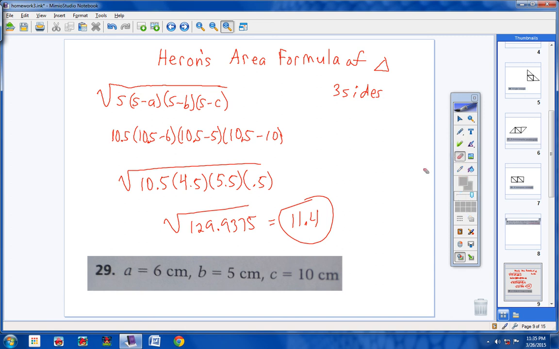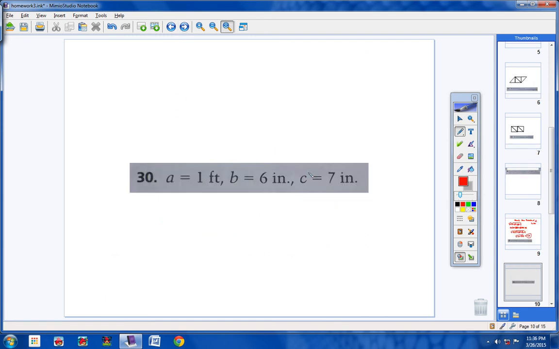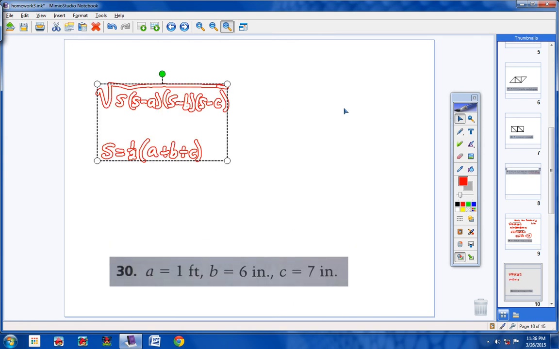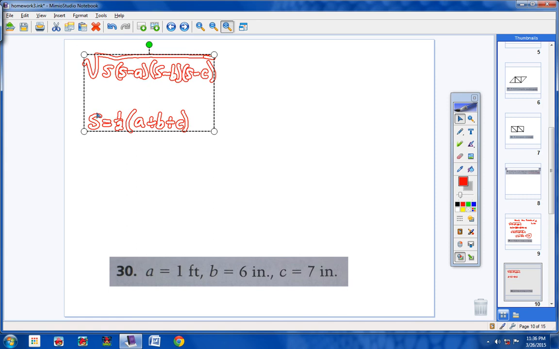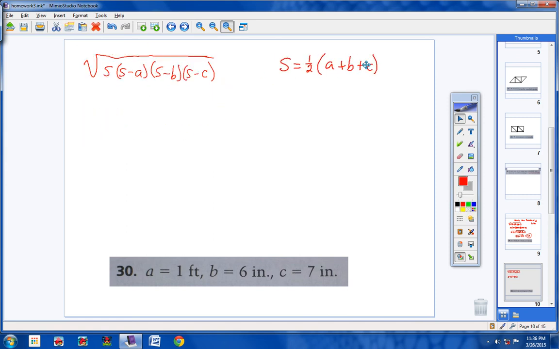It can be really helpful when you don't know the area, okay? Let's try a couple more of these very quickly. Alright, number 30, same thing. So we'll do this pretty quickly here. First of all, let's solve for S first. So S would be 1/2 times 1 plus 6 plus 7. Actually, it's feet, inches. So 1 foot would be 12 inches. Alright, so it's 12 plus 6 plus 7. Alright, so 25. So 1/2 times 25 would be 12.5.